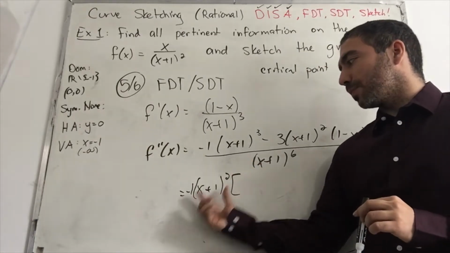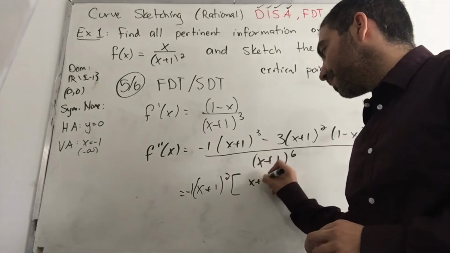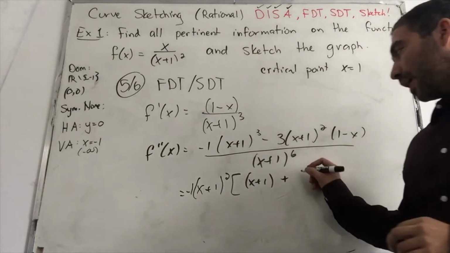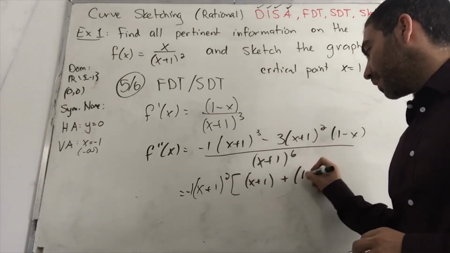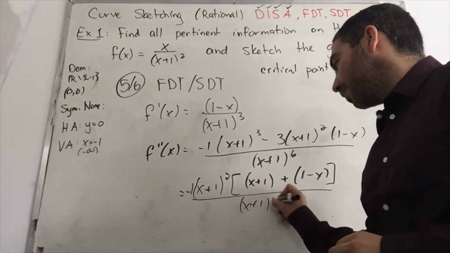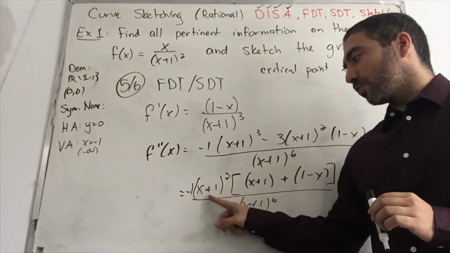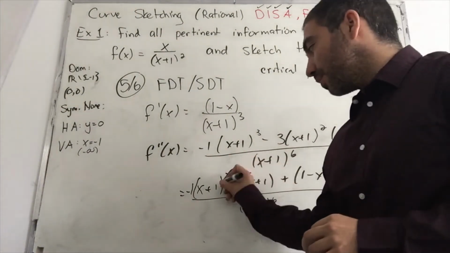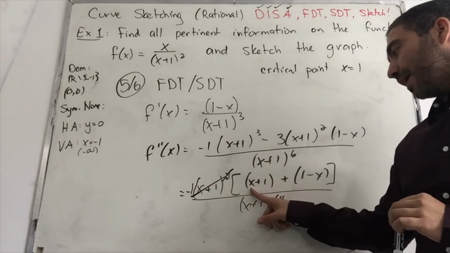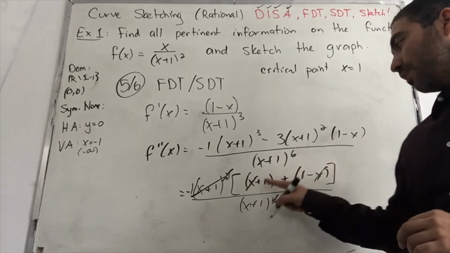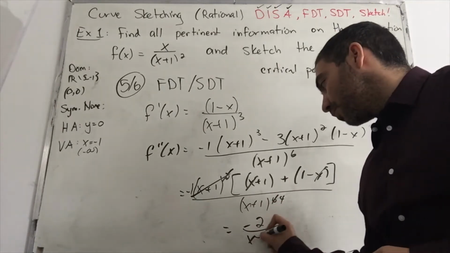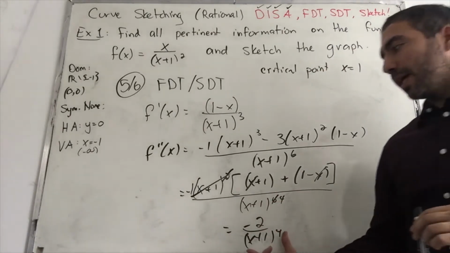Taking out negative 1 times x plus 1 squared, what we're left with is x plus 1 on the top. This turns into a plus because we factored out a negative. And this x plus 1 squared came out, so we're left with just 1 minus x. Over the bottom, x plus 1 to the 6. So if we have x plus 1 squared and x plus 1 to the 6, two of them cancel out, leaving us with 4 on the bottom. So this is negative 1. Inside the bracket, we have x minus x, they cancel. And 1 plus 1 is 2, and we have a negative in front. So we get negative 2 over x plus 1 to the 4. And that's our second derivative.